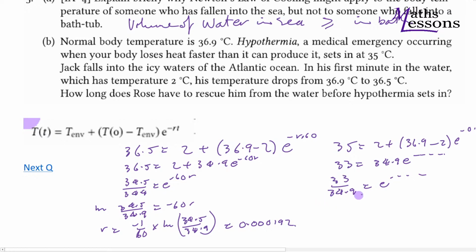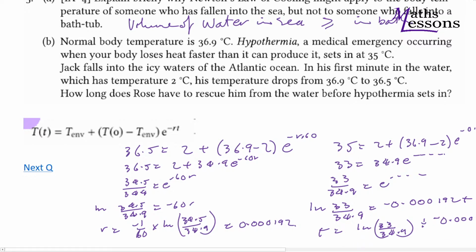So all that stuff will be equal to natural log 33 over 34.9 will equal, what was it, minus 0.000192t. So divide this by that and we'll get t. So t is equal to natural log of 33 over 34.9 divided by minus 0.000192.